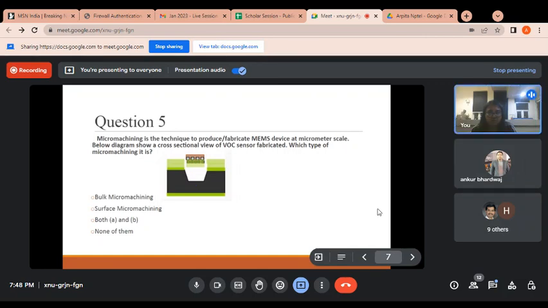So I think all of you get the concept of bulk micromachining and surface micromachining, and why here option C is correct. Both bulk micromachining and surface micromachining are needed here. So we are moving towards our next question.